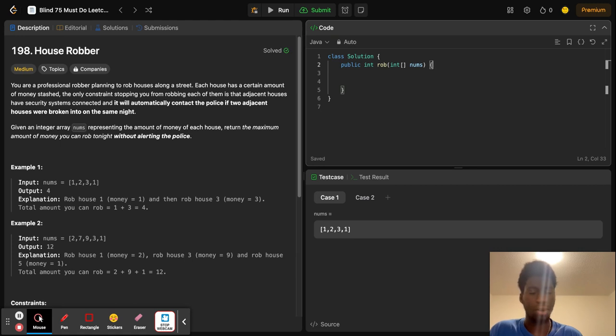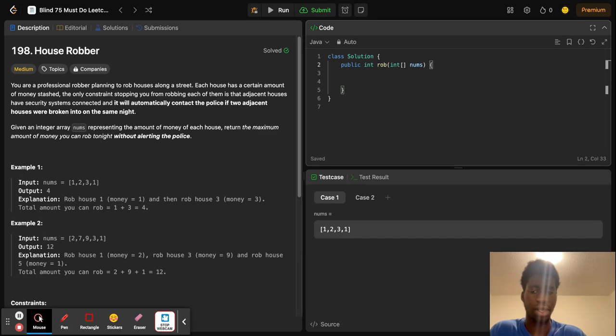So you're a professional robber and you're planning to rob houses on a street. The whole problem is that you cannot rob houses that are adjacent to each other, because you can get the police called on you. But you can rob houses that are not adjacent to each other. So given an array like 1, 2, 3, and 1 at the end, index zero would be 1. You could rob index two, which is 3. Also, the array is not the number of houses, it's the amount of money each house has.